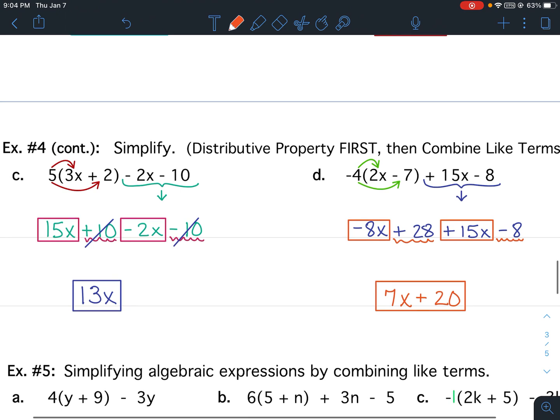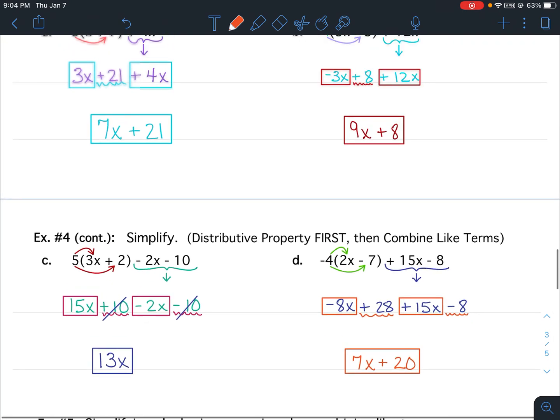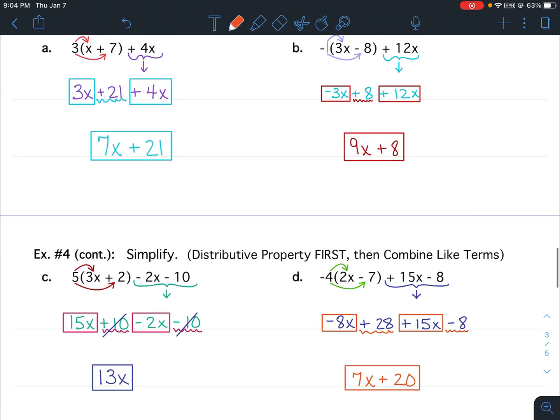Make sure you have everything written down. If you have any questions at all for any of the 4 problems in example 4, please do not hesitate to ask.